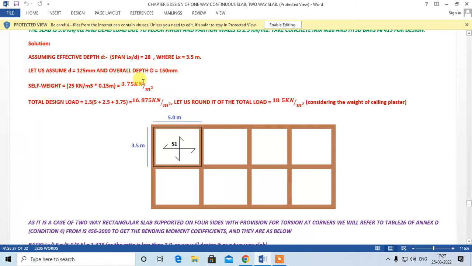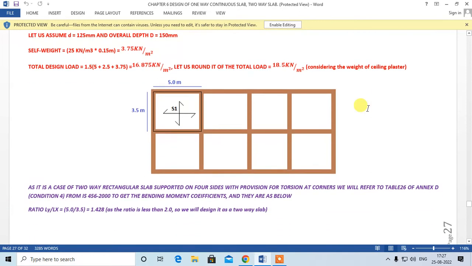Self-weight, you can find, is 3.75 kN per meter square. Total design load is 1.5 times live load plus dead load plus self-weight, that is equal to 16.875 kN per meter square. I am rounding it off to 18.5 kN per meter square, considering the weight of ceiling plaster. You can take 1% of the dead weight, right?